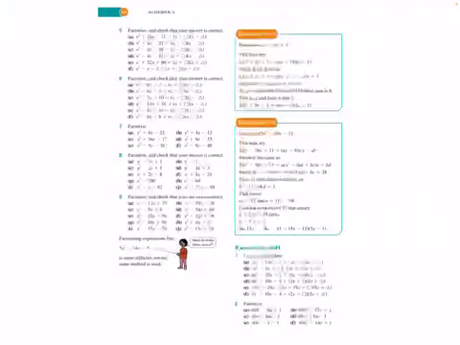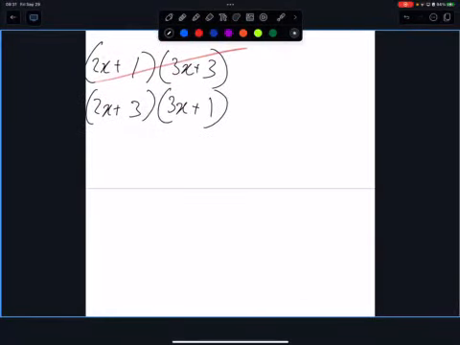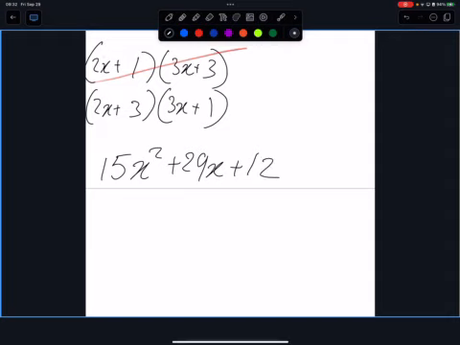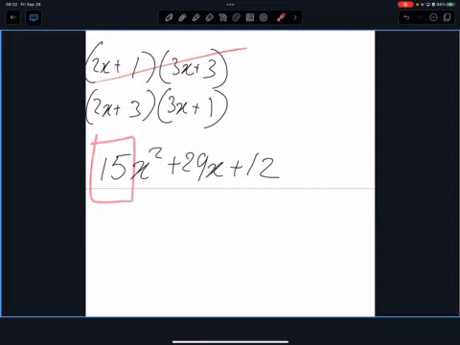15x squared plus 29x plus 12. All right, there we go. 15x squared. What are the possibilities for 15? 5 and 3, 15 and 1. You look at x. Since everything is positive, that's easy. So far, all of these are positive, so it's easy. Imagine if you get negative and positive. Then the answers become even more.